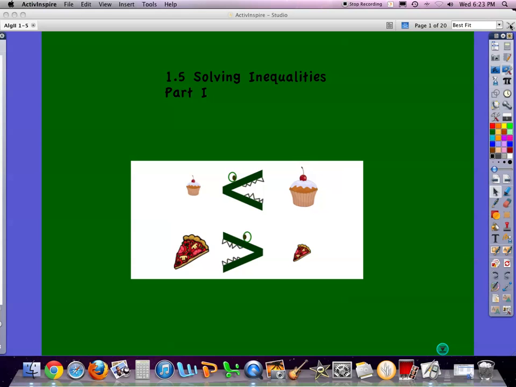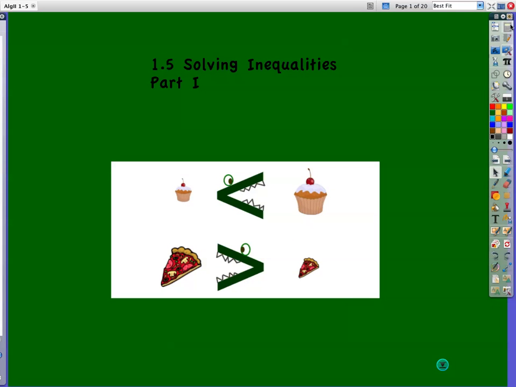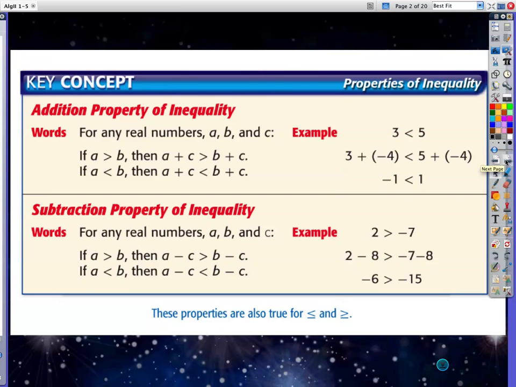Okay, here we are. Section 1.5, solving inequalities, part 1. Your inequalities are your greater than, your less than, greater than or equal to, less than or equal to, approximately equal to, not equal to. Do not write this down. It's in your book if you need to look it up.